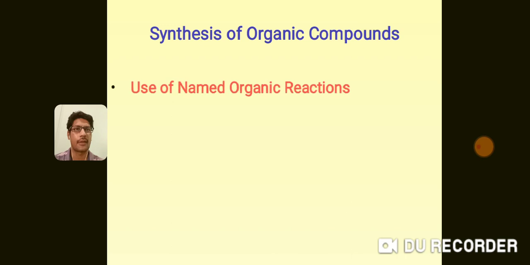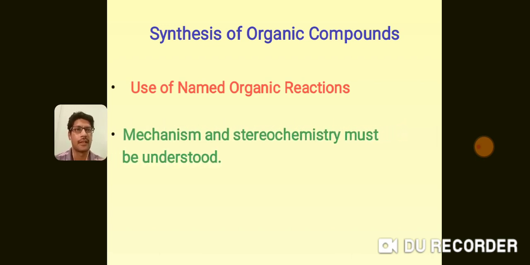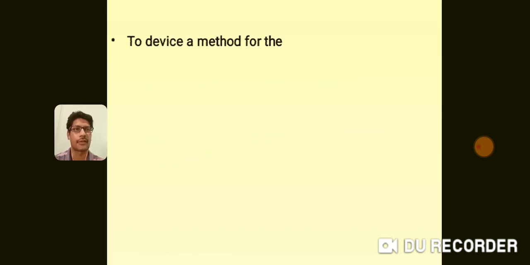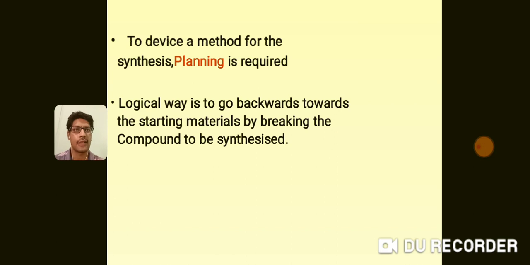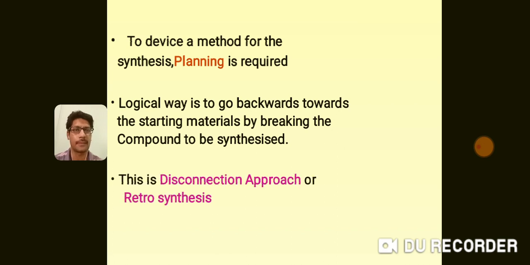Synthesis of organic compounds: use of name reactions is very useful and very important, because there are many name reactions which can give the proper synthetic way, and the mechanism and stereochemistry must be understood for the particular retrosynthetic analysis. To devise a method for the synthesis, planning is required. The logical way is to go backward towards the starting materials by breaking the compound to be synthesized. This is a very important step. This is the disconnection approach or retrosynthetic analysis.